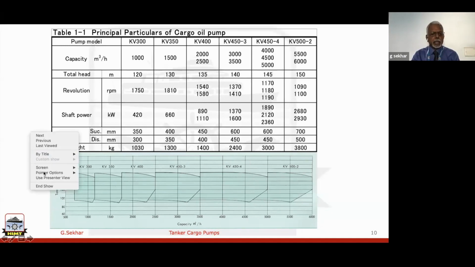I'll keep this pointer option like this so that I'll be able to show. Okay, now the RPM is here. Shaft power, bore, weight. These are taken from the CISCO website. Very typical. Many tankers have CISCO pumps, and the range of the capacity is given depending upon the size of the ship.